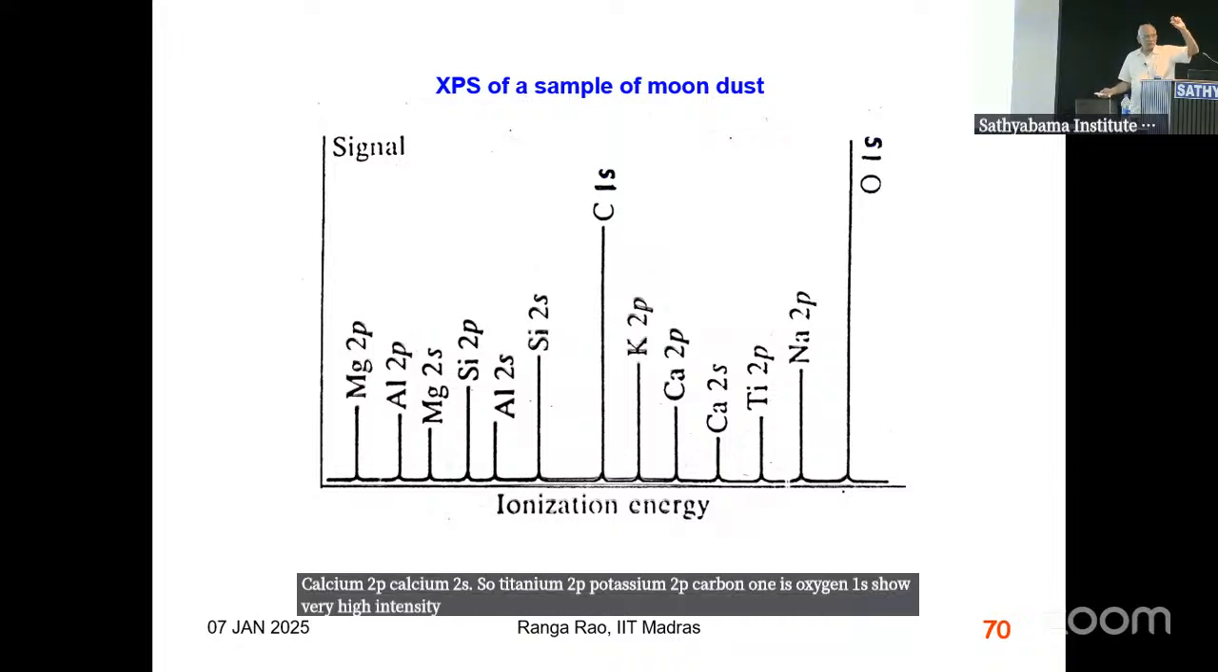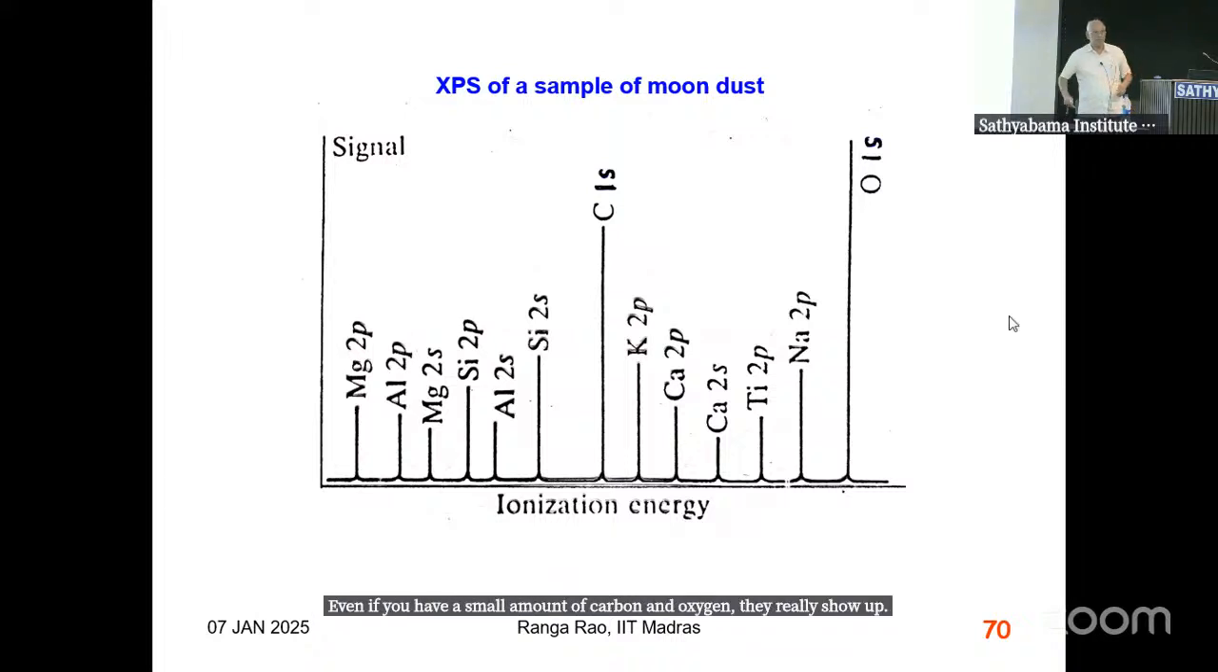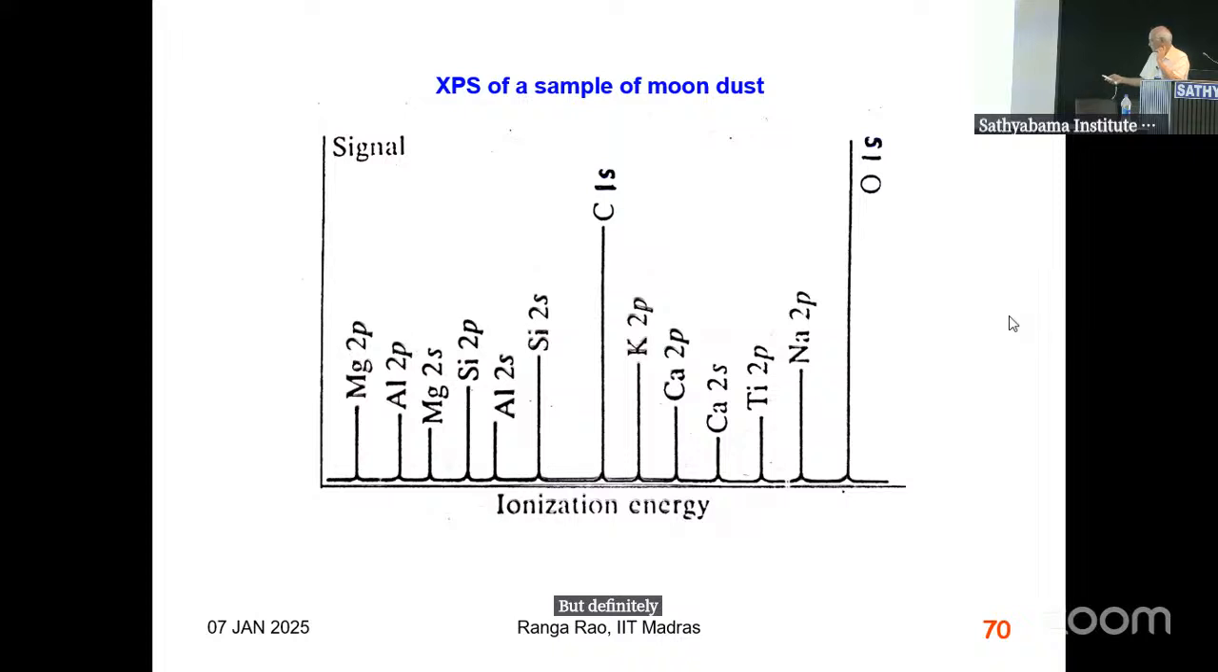The reason is, generally, for carbon and oxygen the ionization cross section is very high. Even if you have a small amount of carbon and oxygen, they really show up. XPS cross section is very, very high for carbon 1s and oxygen 1s. Very small amount, you just get a good signal. Right? But definitely carbon and oxygen are there. Okay? And of course, some more can be done, but I think it will take some time. I will stop here and then go to the next one.